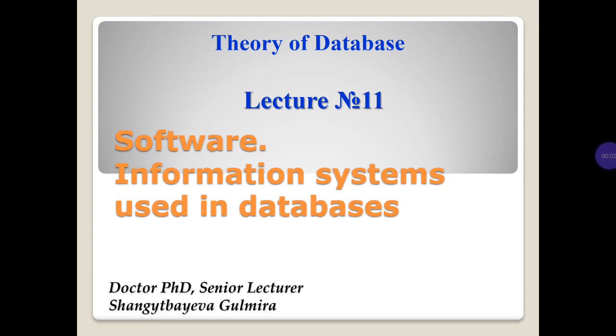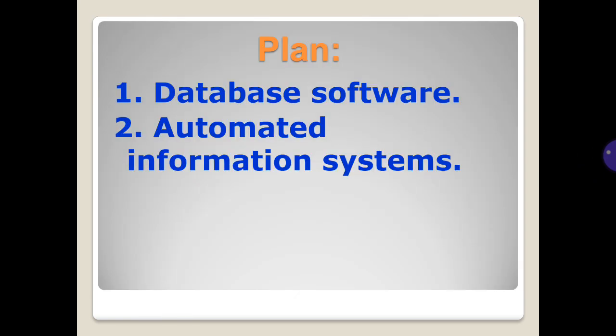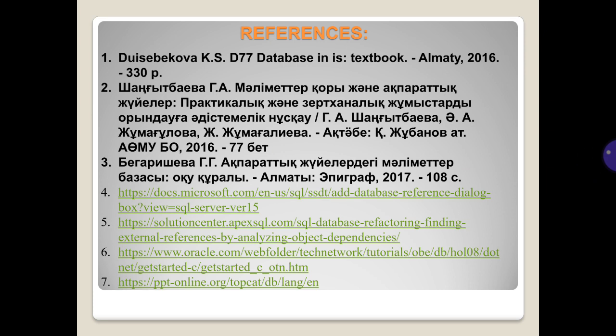Theory of database, lecture number 11, software information systems used in databases. There is our plan: number 1, database software; number 2, automated information systems. There are some references which you can read.